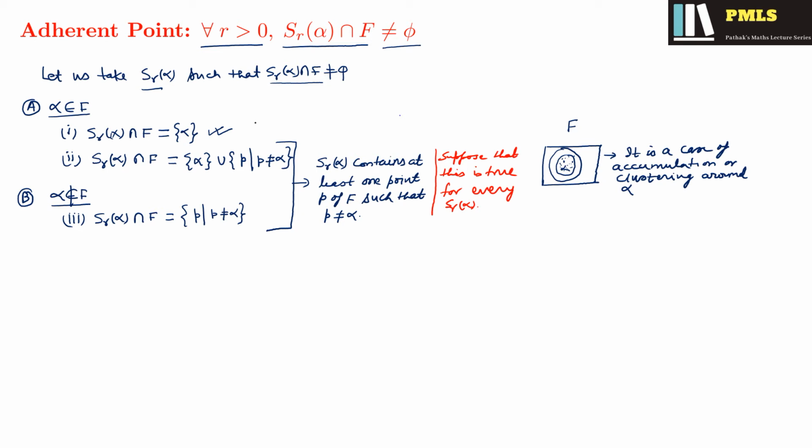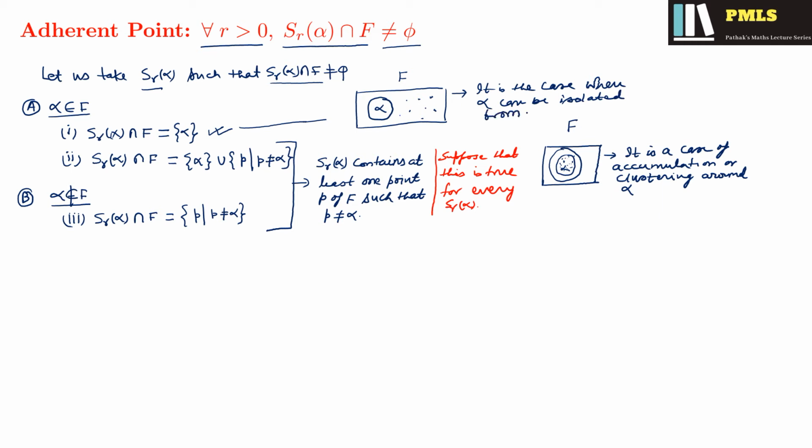Now let us see the other situation graphically. In this situation, you have this set F and you are having point alpha. Then your SR alpha intersection F is just the point alpha. The other points of F may lie somewhere here. So this is the case when alpha can be isolated from other points of F. So these are two situations.